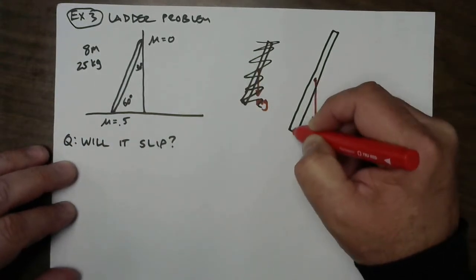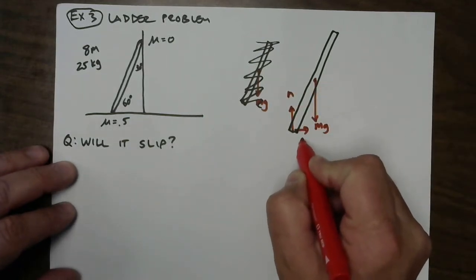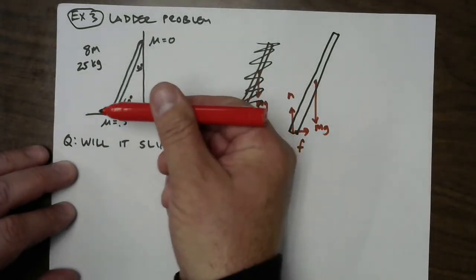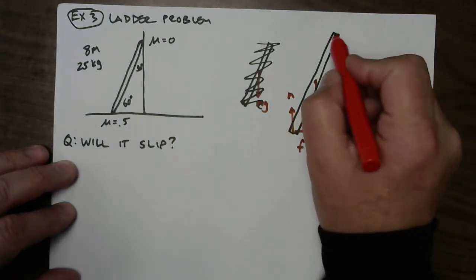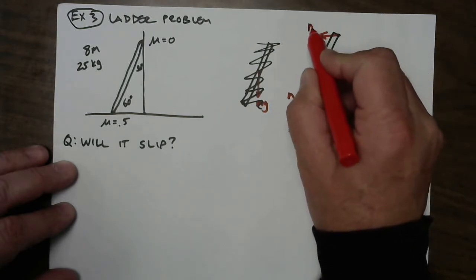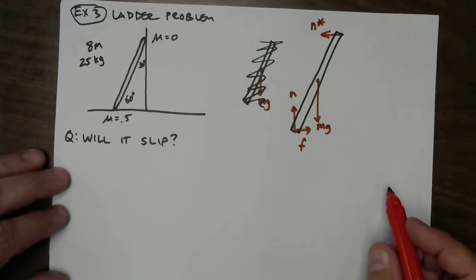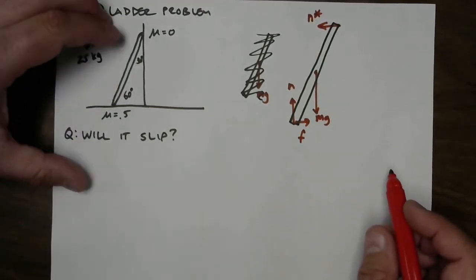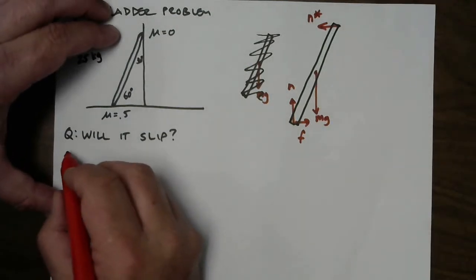M times G. At the bottom, there's going to be a normal force upwards. Friction will go to the right. That's because the bottom end of this ladder wants to slip out to the left. So friction will be to the right. And the wall is going to exert another normal force. I'm going to call it N star. Okay, so these are the forces on a ladder. Now this is with nobody on the ladder yet. We'll talk about that later. So we need to figure this out.